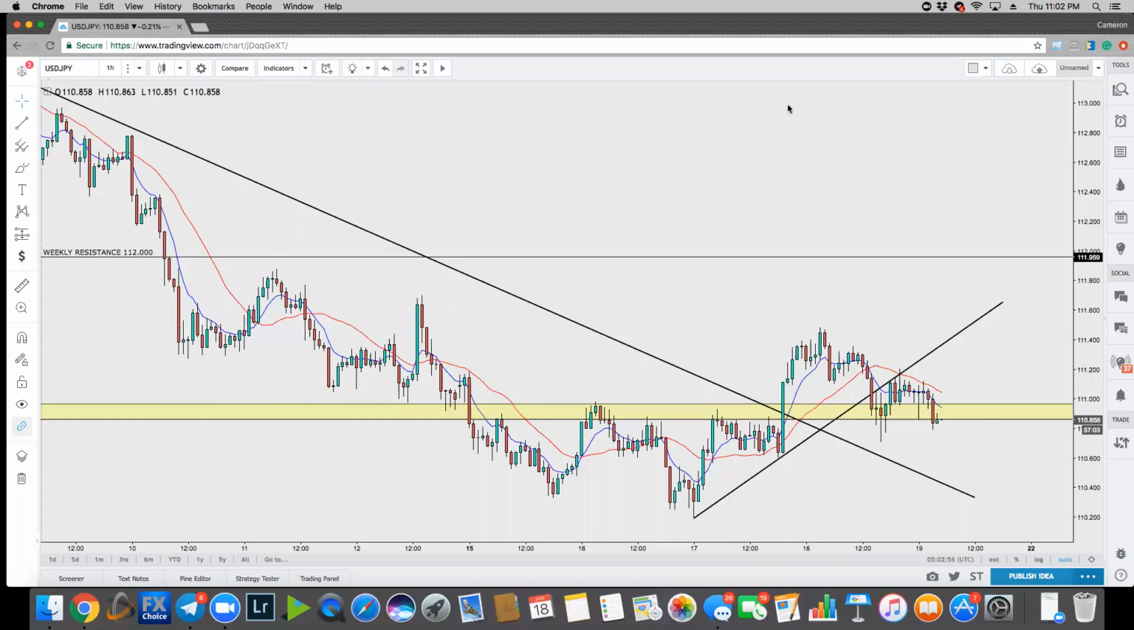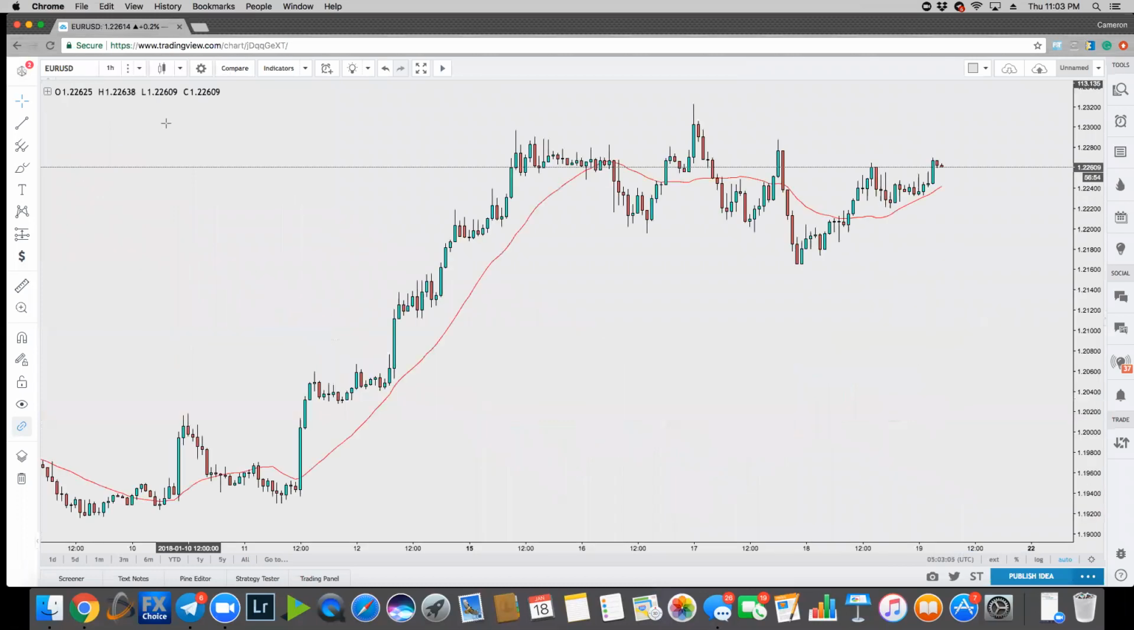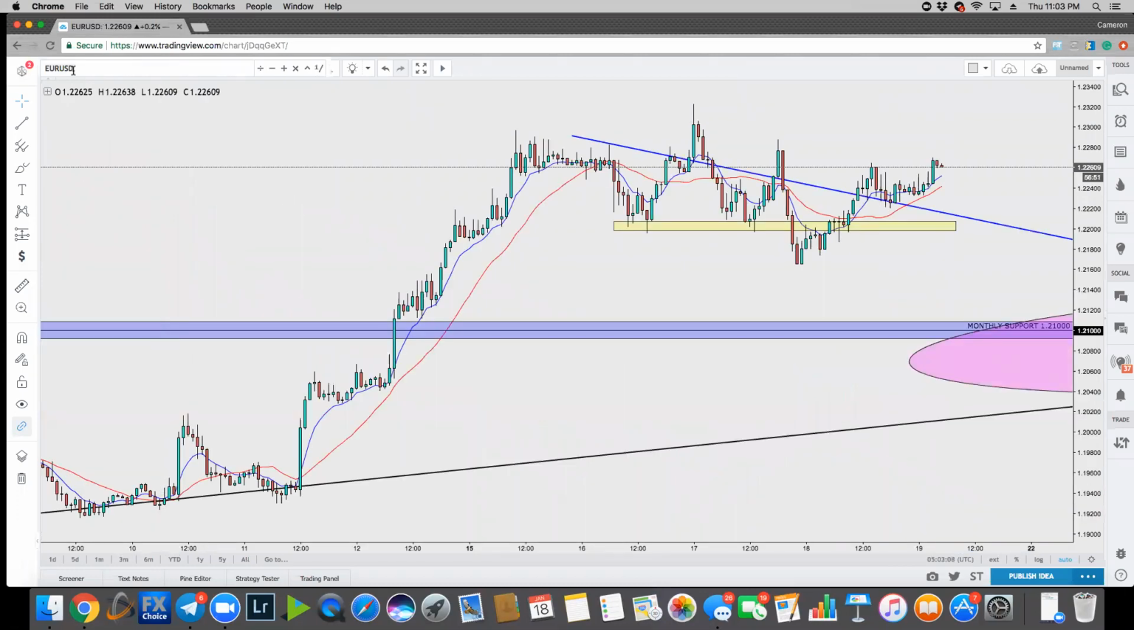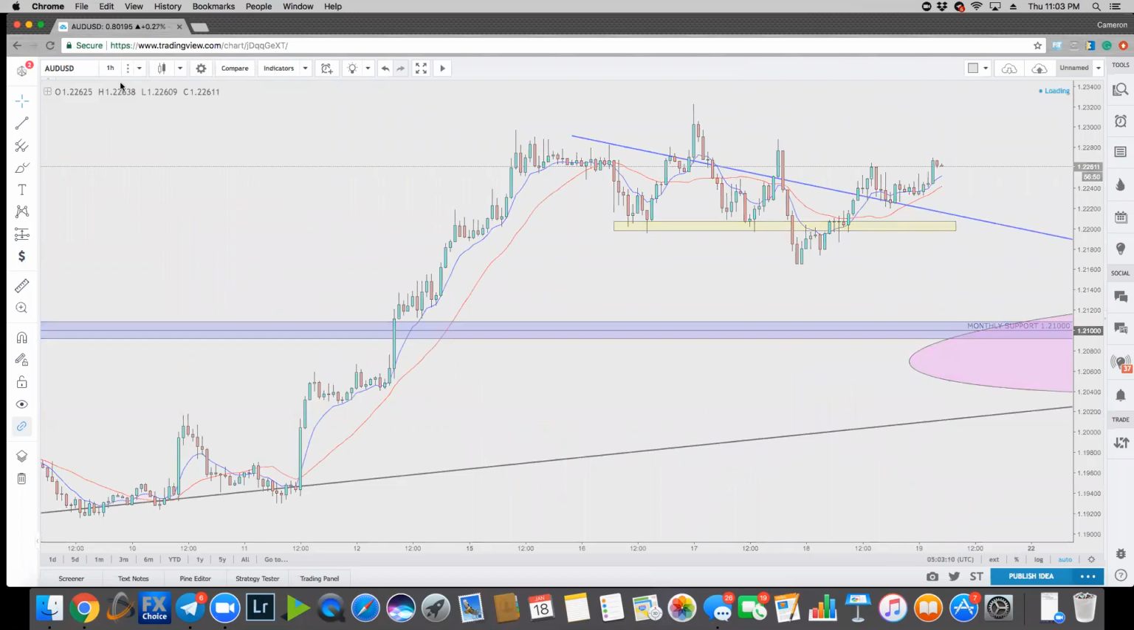All right, so let's go ahead and get started. So let's look at some basic currency pairs. Let's start with, actually I don't want to look at USD. Let's look at AUD USD. All right, let's start here.